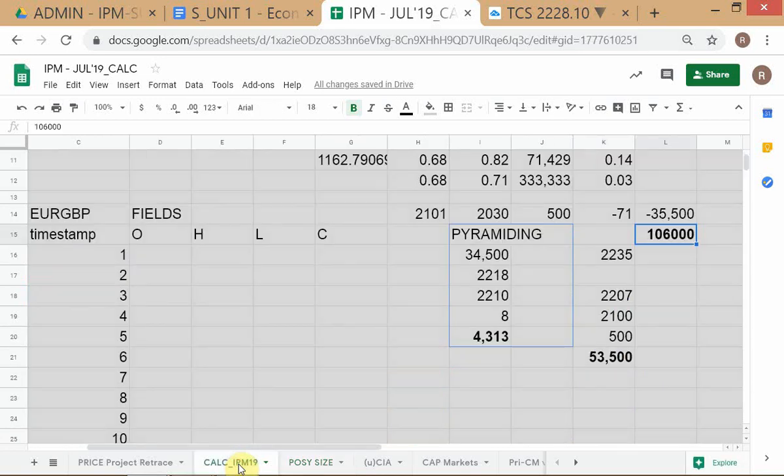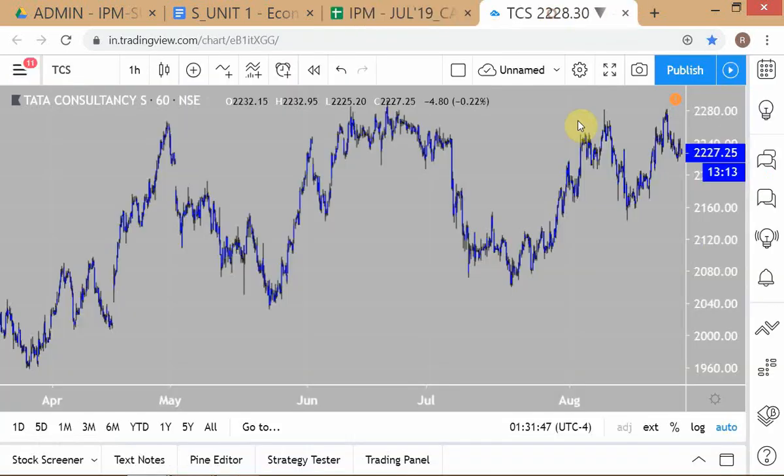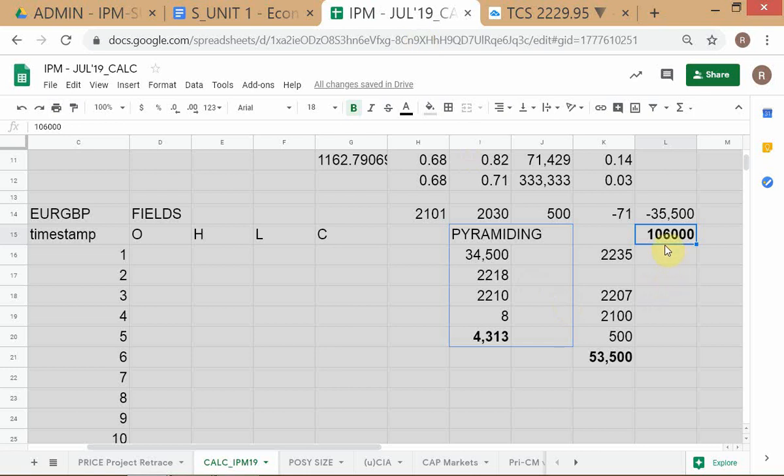What is our decision problem? We need to figure out how many shares we can afford to buy at 2235 without breaking our risk rules, so that both lots, the 500 shares from here and the new one we buy here, are stopped out at this level, and that should not break our risk rule of $106,000 in this system. We can do it in two ways. This 106,000 should be calculated on a gross basis or a net basis.